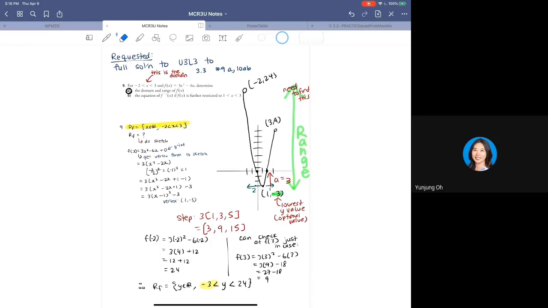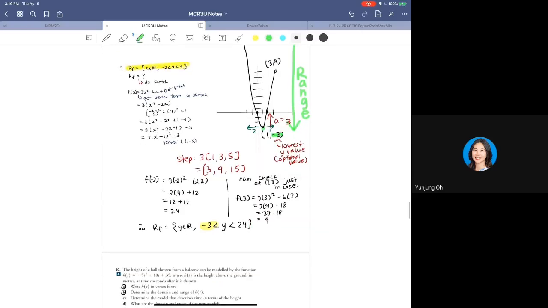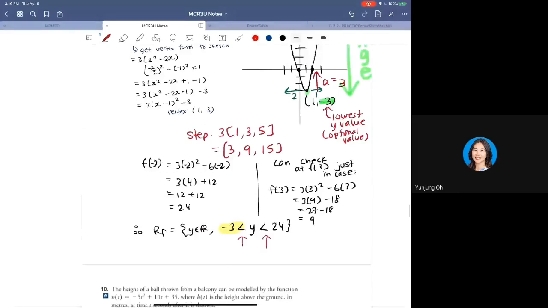Okay. And so then I just did a little check on this side, f at -2 and then f at 3. So I noticed that the highest value was 24. And according to my sketch, my highest point is going to be here and it's going to be here, that is my range. And so I went ahead and wrote my range for that. And keep in mind that this part over here, we're both open.